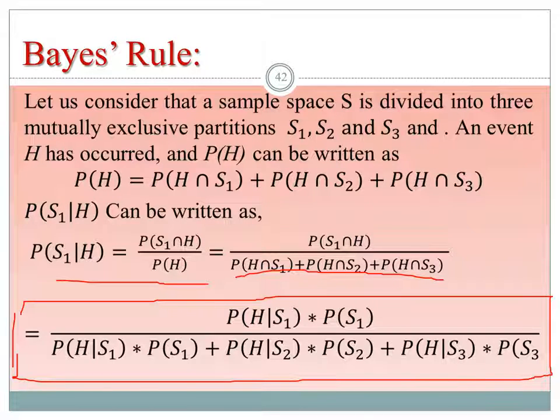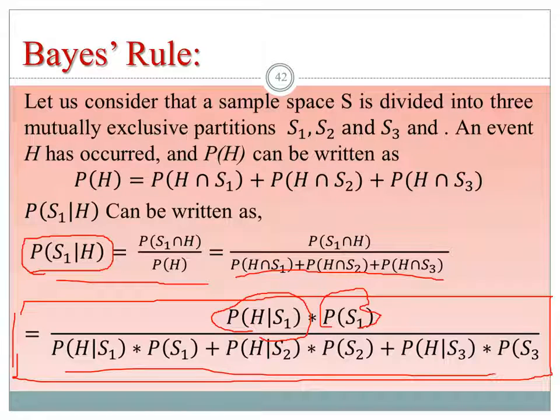Usually we don't know these probabilities directly, but we can calculate them. Maybe that is the situation where we can use Bayes rule. Later we will discuss several examples, so hopefully you can easily understand through the examples.